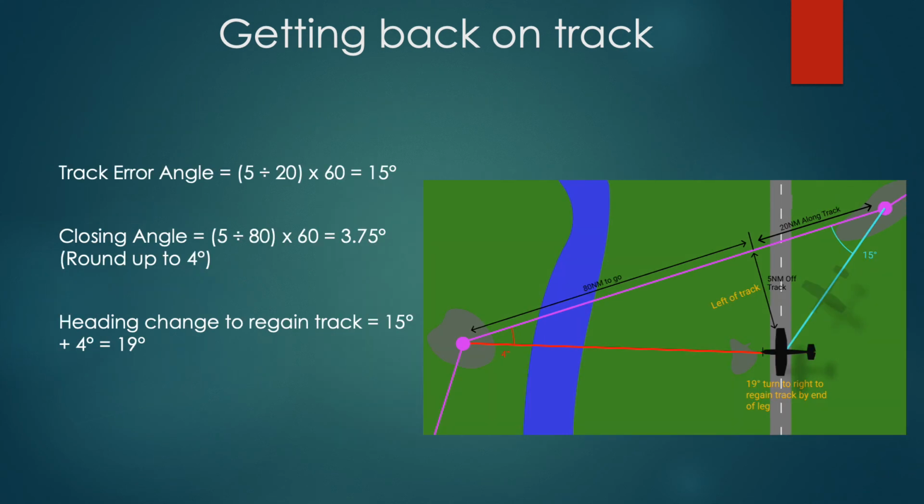Then what we need to do is work out how this applies to regaining our track. So what we do is use the equation by adding the track error angle, which is that first one, 15 degrees, and using the closing angle, which is that second angle of 4 degrees. We'll round it up, and we add that to our heading that we were meant to be on, and then that's going to give us the heading to reach our destination. So in this instance, the 15 plus the 4 equals 19. We're going to turn 19 to the right towards our track, which will take us back towards our diversion destination. So that's one way of doing it, the 1 in 60 rule.